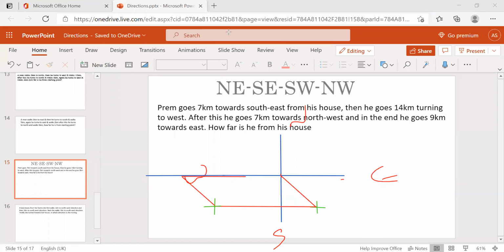So this is 7 kilometers started, and this is 14 kilometers, and this is again 7 kilometers. This is 9 kilometers. Now these 7 kilometers southeast and these 7 kilometers northwest get cancelled, and it is the same position. And this position is nothing but 9 kilometers here. So from here to here, it is nothing but 14 kilometers. And from here to here, this is the 9 kilometers.